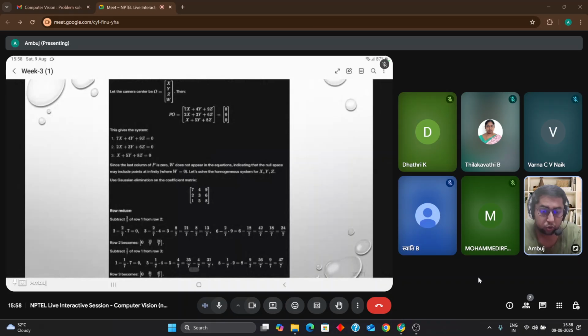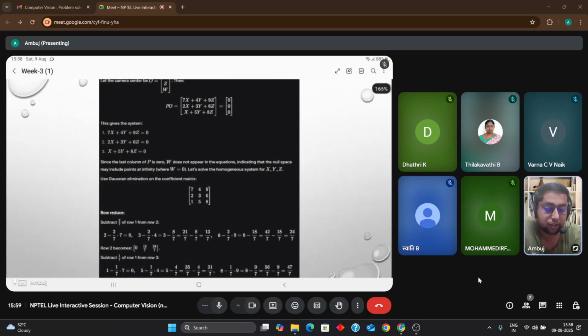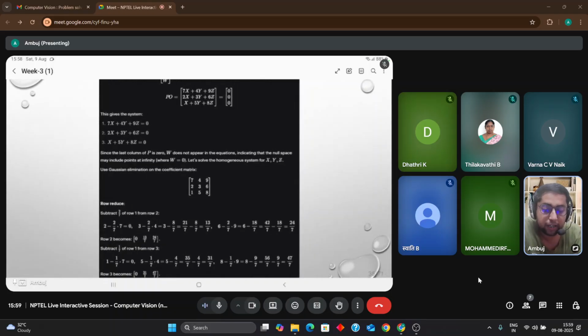You take the camera center O as (x, y, z, w). Then you calculate P times O equals 0 and this will give you a system. Since the last column of P is 0, w is not there in the equation. Then the null space may include a point at infinity. You solve for x, y, z using Gauss elimination or any technique whichever you like. A lot of things are there.